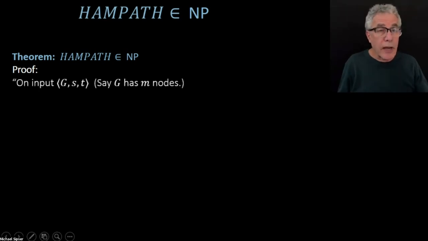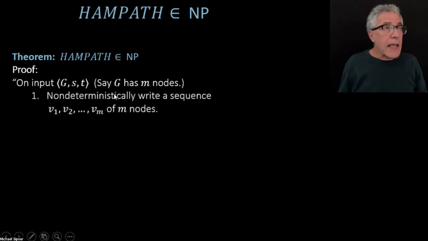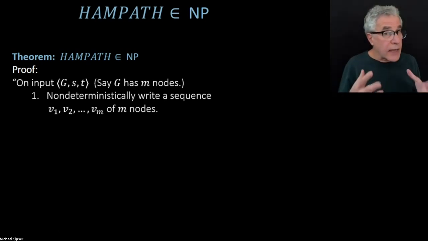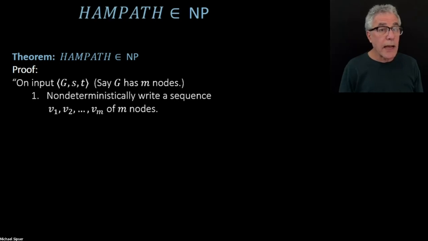So let me first describe how I would write down the algorithm, and then we'll try to unpack that and understand how that actually looks in terms of the Turing machine's computation. So first of all, taking the Hamiltonian path problem, you're given an input which is a graph and the nodes S and T, where I'm trying to figure out if there is a Hamiltonian path, which visits all the nodes, which takes you from S to T. And we're trying to make a non-deterministic machine which is going to accept all such inputs which have a path.